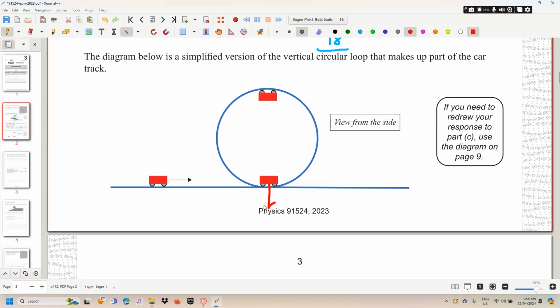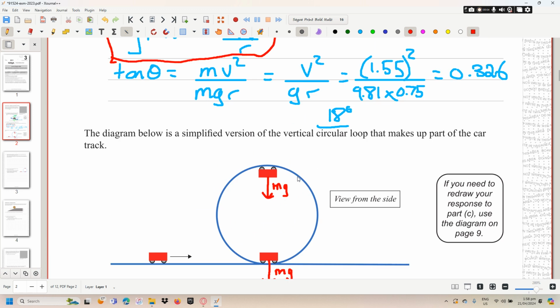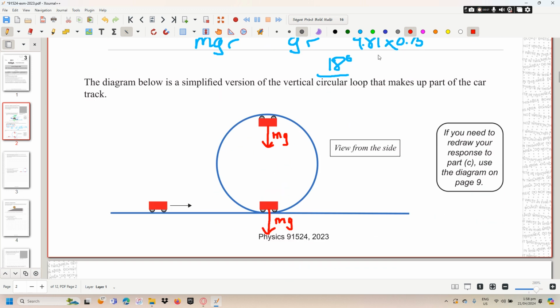Firstly, the weight force downwards, mg. It's the same. It doesn't change. The car doesn't get heavier. Gravity doesn't change. However, the reaction force at the bottom, I'll call this force reaction, is bigger than the weight force at the bottom.